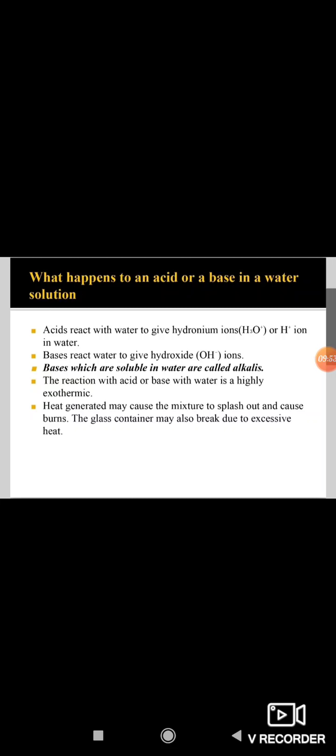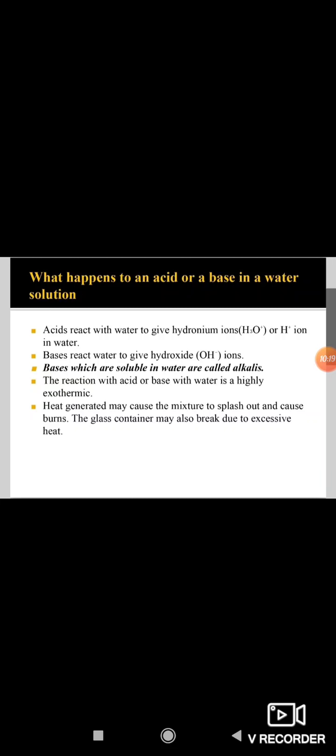Note down this point, it is very important in your examination. Here the question arises: what is a universal indicator? A universal indicator is a mixture of several indicators.